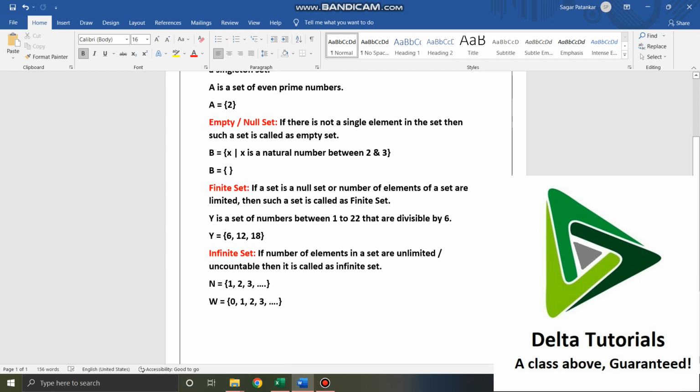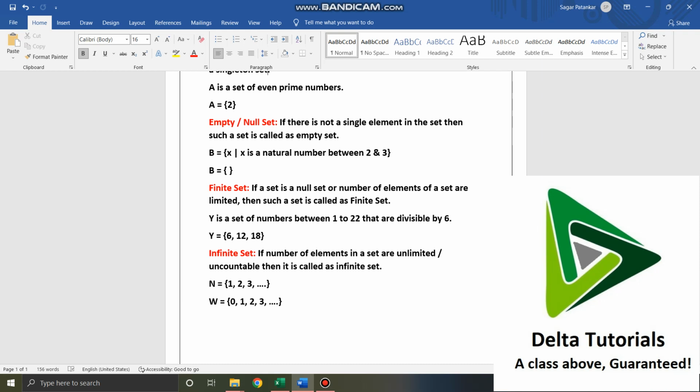Next type is finite set. Now see the definition. If a set is a null set, or the number of elements of a set is limited, since we can count up to a certain limit, then such a set is called a finite set.